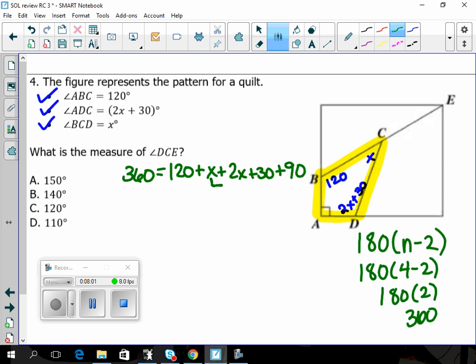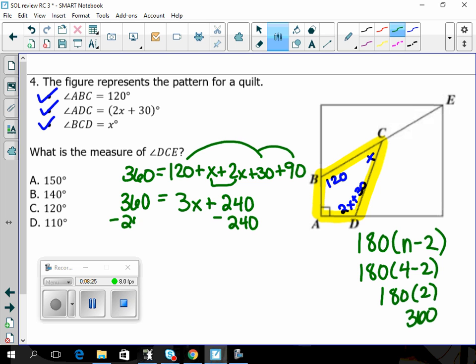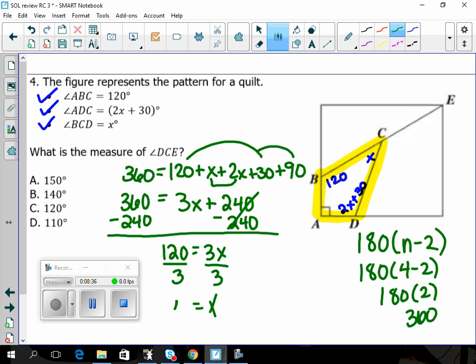We'll go ahead and combine our like terms. And so I get 3x plus, and then I'll need to add the 120, the 30, and the 90, and I should get 240 is equal to 360. Then I'm going to go ahead and subtract 240. And you should get 120 is equal to 3x. And we'll go ahead and divide by 3. Well, great. I have x is 40.